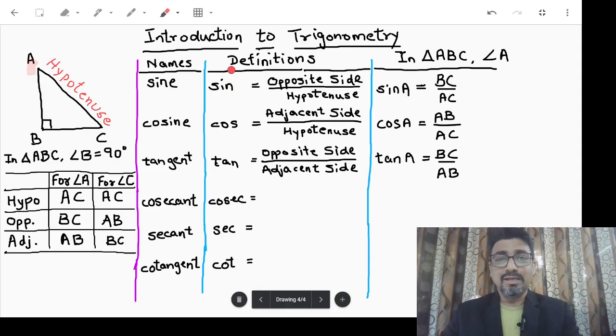The next three trigonometric ratios are cosecant, secant, and cotangent, shortened as cosec, sec, and cot.